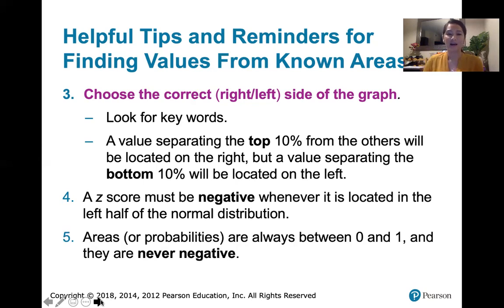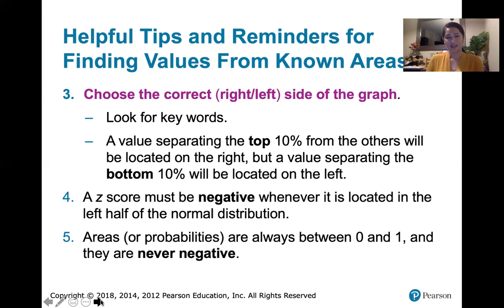And lastly, probabilities and areas are always between 0 and 1, and they're never negative. So if you end up with a probability or area that happens to be negative or greater than 1, that's questionable. Chances are you don't actually have a probability or area, or maybe you made a calculation error. If that happens, you might be looking at a Z-score.